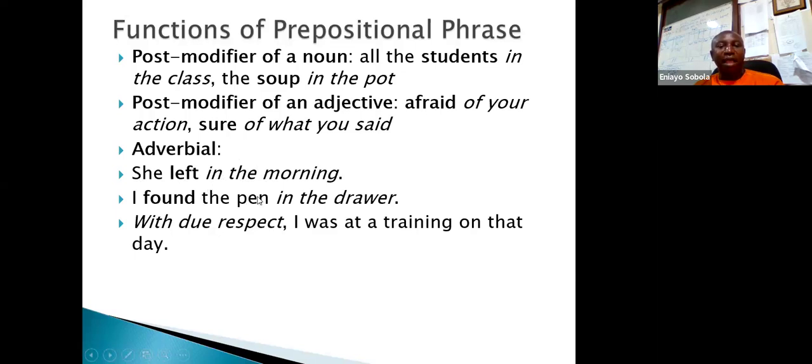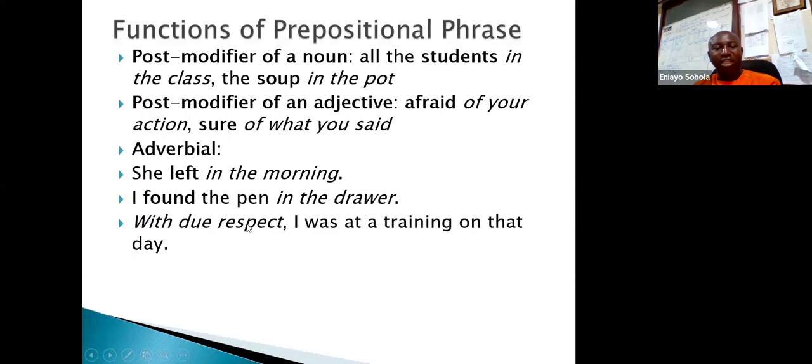I found the pen in the drawer. In the drawer is a prepositional phrase, but here we call it adverbial because it performs the function of showing the adverb of place. It functions as an adverb of place. Therefore, it can be called an adverbial phrase because of the function it performs, not because of the structure it has.